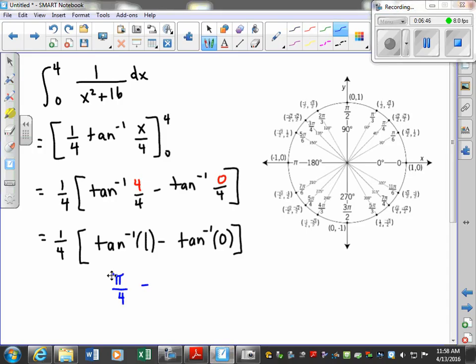Now let's go find tan inverse of 0. Well, that's over here at 0. Okay, good. So let's just bring down that 1/4. And that's just going to give us 1/4 times pi fourths, which is just pi 16ths. So we can also be asked to calculate the definite integral with these as well.